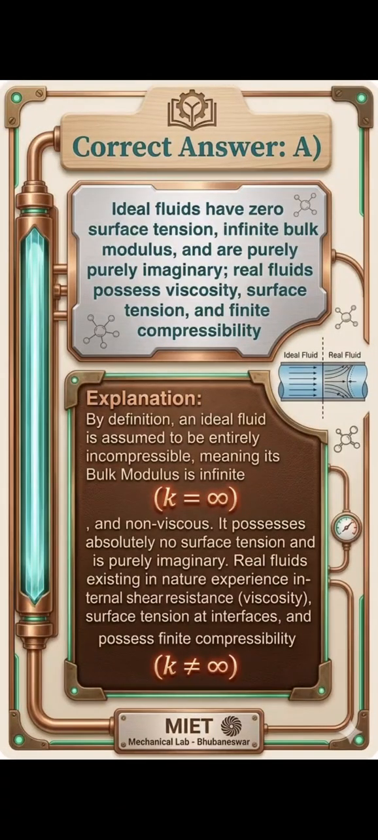Correct one is A. Ideal fluids have zero surface tension, infinite bulk modulus, and are purely imaginary. Real fluids possess viscosity, surface tension, and finite compressibility. By definition, an ideal fluid is assumed to be entirely incompressible, meaning its bulk modulus is infinite, and non-viscous. It possesses absolutely no surface tension and is purely imaginary. Real fluids existing in nature experience internal shear resistance, viscosity, surface tension at interfaces, and possess finite compressibility.